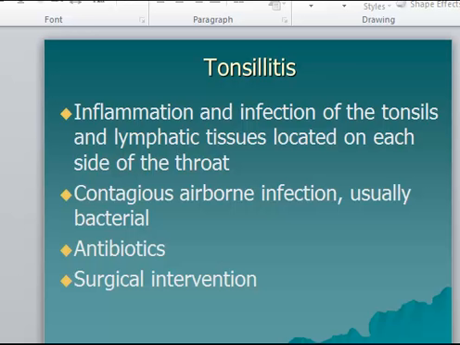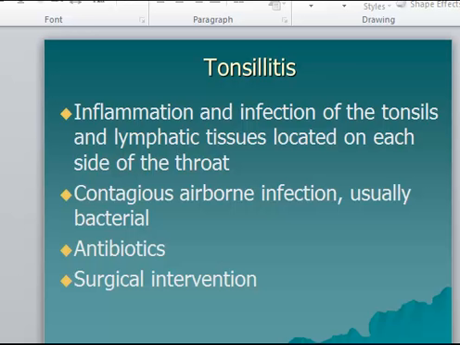Basically, the tonsils' function is to filter organisms and protect the respiratory tract from infection. Tonsillitis is a contagious airborne infection. Acute or chronic tonsillitis can occur in any age group. It's less common in adults. It usually lasts about 7 to 10 days, caused by a bacteria, most commonly strep.